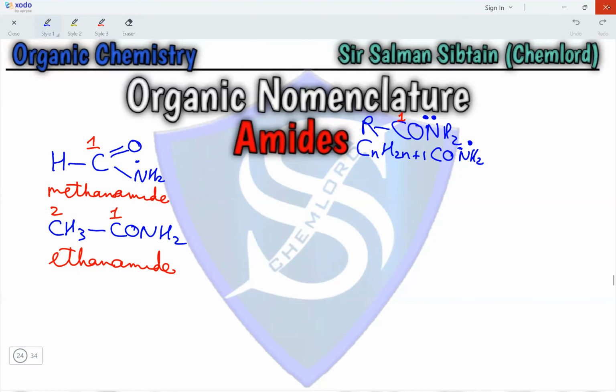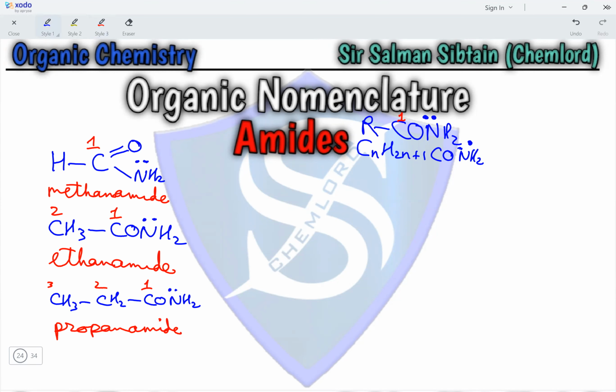The next amide would have three carbon atoms in total. So it would be CH3, CH2, CONH2. So numbering this amide from the functional group carbon 1, 2, and 3, this will be called propanamide. And in this way, the carbon chain length would keep on increasing and the homologous series would progress to butanamide, pentanamide, hexanamide, so on and so forth.